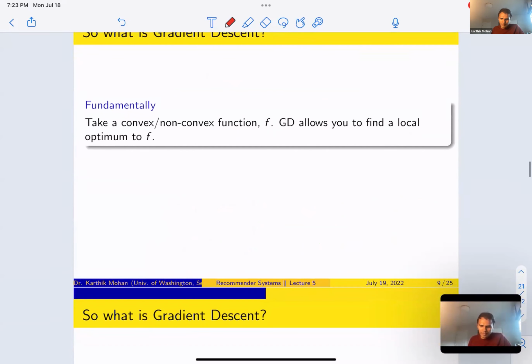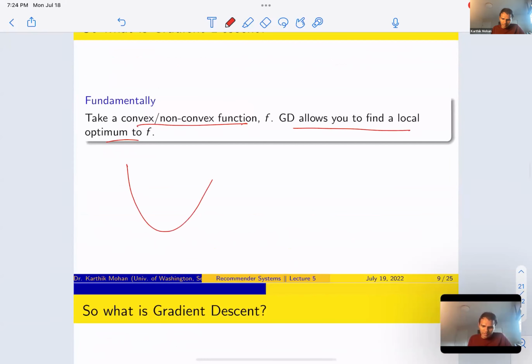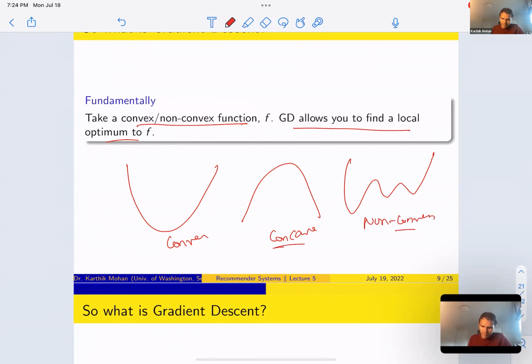Okay, so gradient descent, some fundamentals: you take a convex or non-convex function, and gradient descent allows you to find a local optima, right? So this is convex, this is concave, and this is non-convex. Is everyone clear? There are also definitions of convexity in multiple dimensions. In 2 dimensions, you can visualize it this way. It's like a bowl, or it's like a hat. If it's a hat, it's concave. If it's a bowl, it's convex. If it's something else like a squiggly shape, it's non-convex. But in higher dimensions, there are clear definitions of what convexity and concavity mean. We'll not look into it, but for convex functions you can get a global optimum by gradient descent.